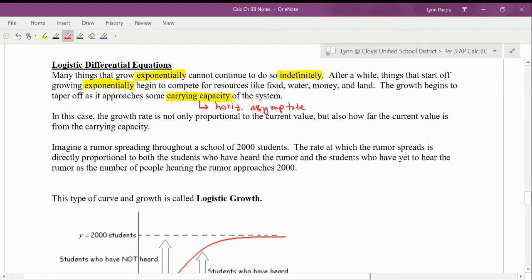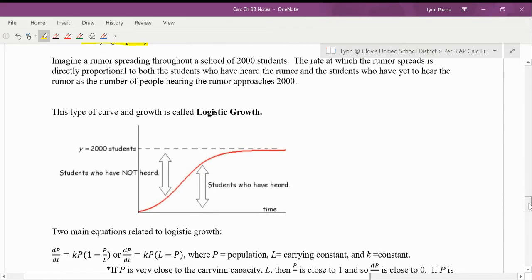And so in that case, our growth rate is going to be not only proportional to its current value, but how far away the current value is from the carrying capacity. Okay. So what is that saying? So what is that component saying?